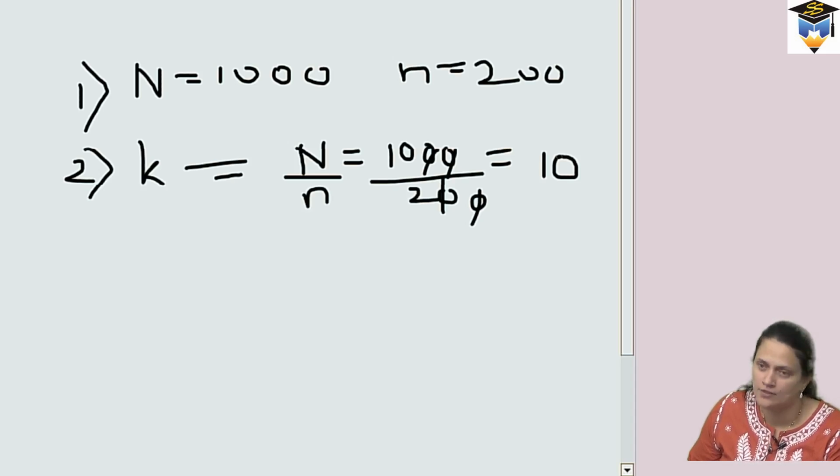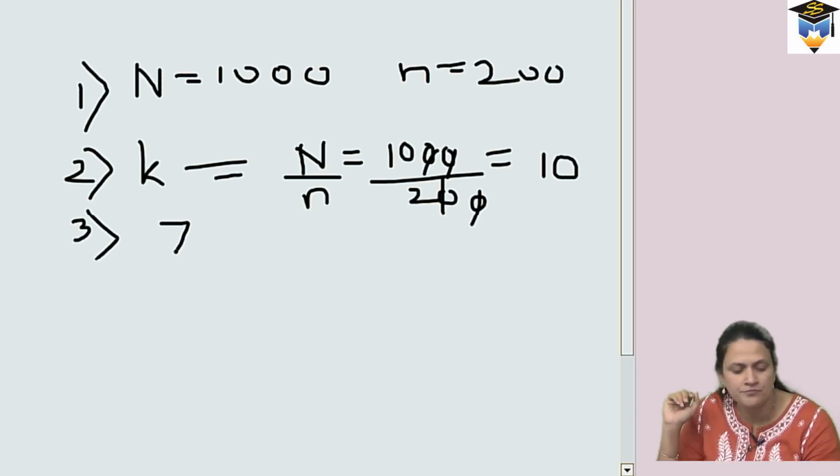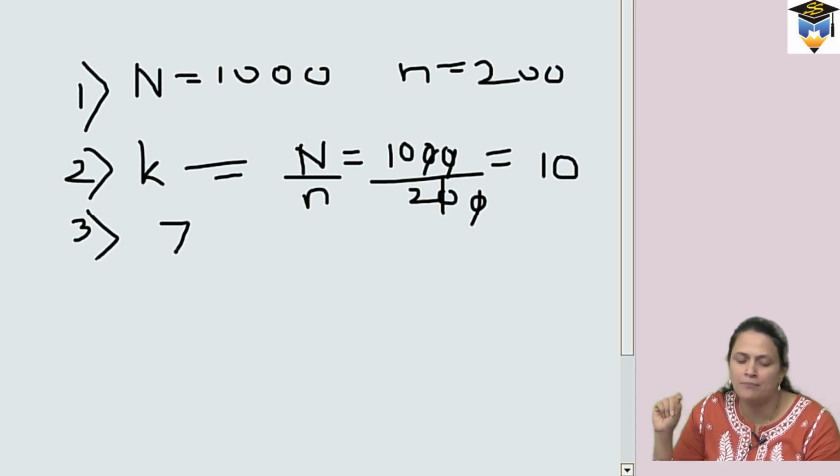Third, choose a random starting point. I am telling you the steps. Choose a random starting point. So let's say I pick up number 7. So I have picked up 7.